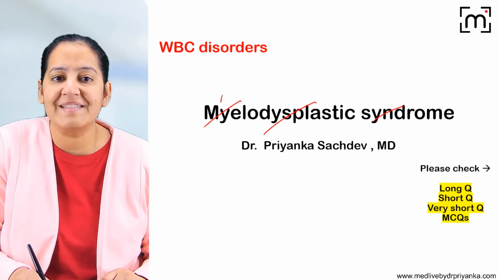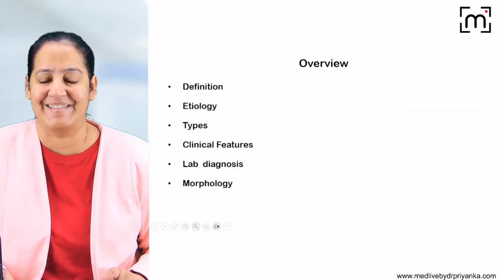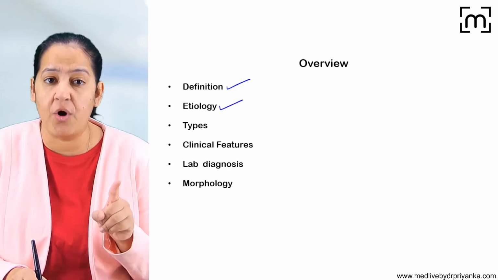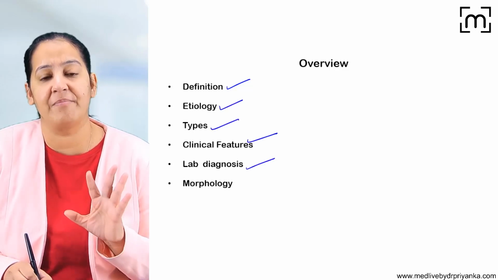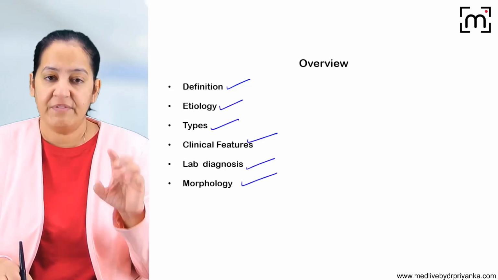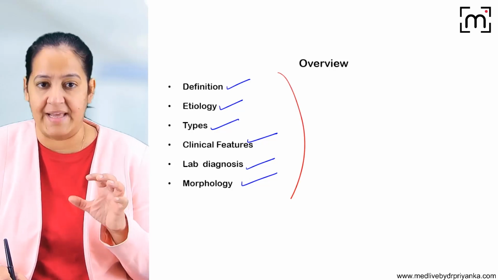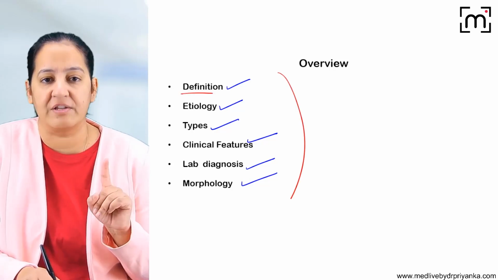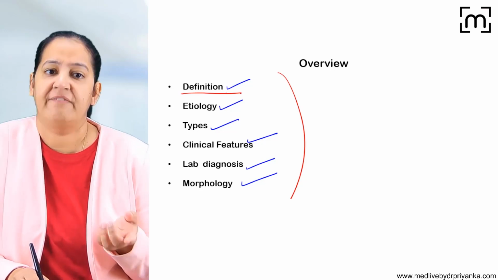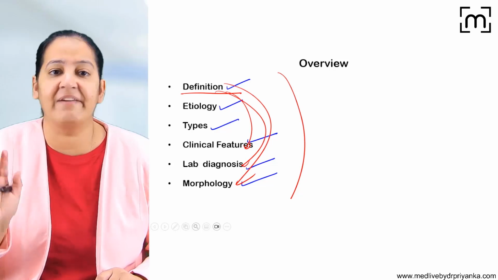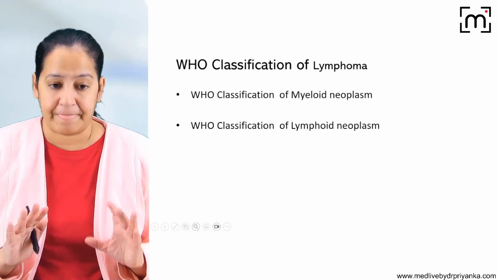Myelodysplastic syndrome, known as MDS. So let's start. First of all, I will let you know the definition of MDS. What is MDS? Then we will see its etiology, then types, clinical features, lab diagnosis, and finally morphology. If it is asked as a long question, which is rare, you have to frame your answer under the following headings. And if it is asked as a short question, you have to start with the definition along with whatever is asked. If clinical features, lab diagnosis, or morphology is asked, you have to club that with the definition. So let's start MDS.